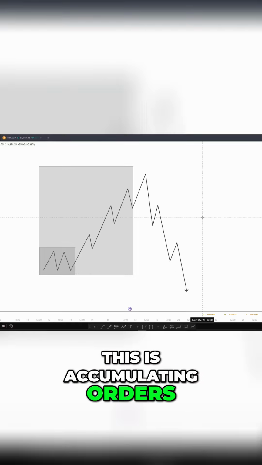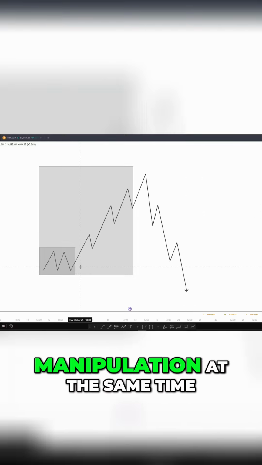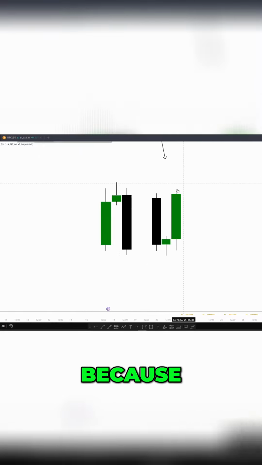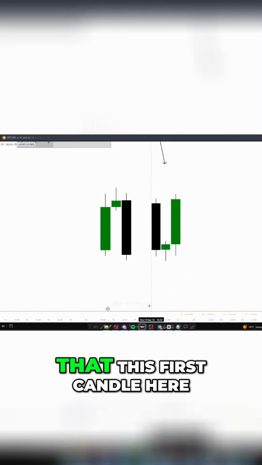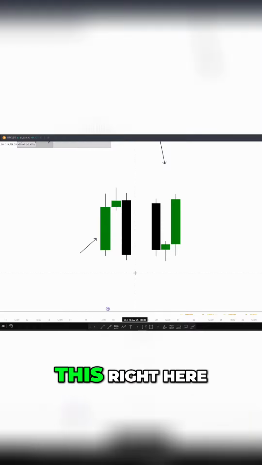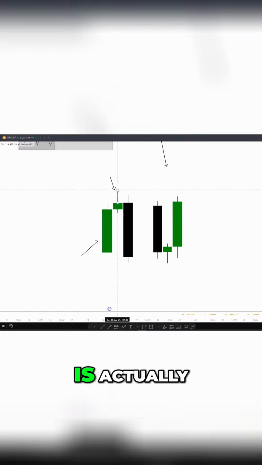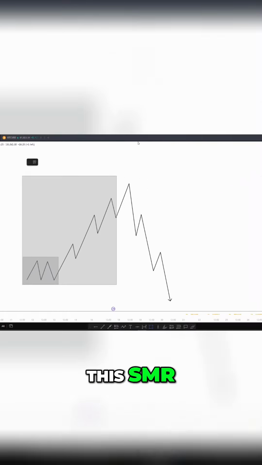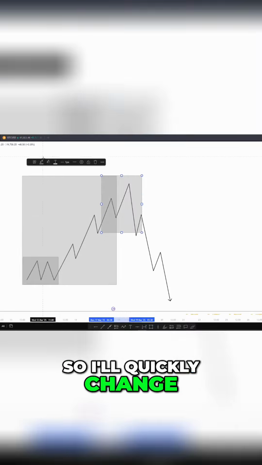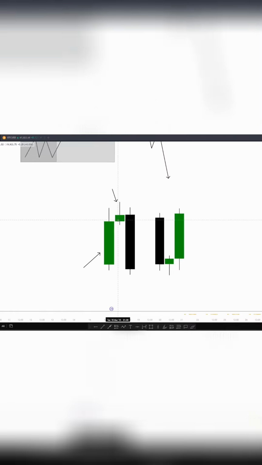Now, if we know that this is accumulating orders, how do you also know that this is manipulation at the same time? Well, this is kind of when the 3 candle model comes in. Because what you'll see is that this first candle here, this right here, is our left side of the curve. Okay? Now, this second candle is actually this SMR up here. So I'll quickly change the color of this. This SMR is this second candle.